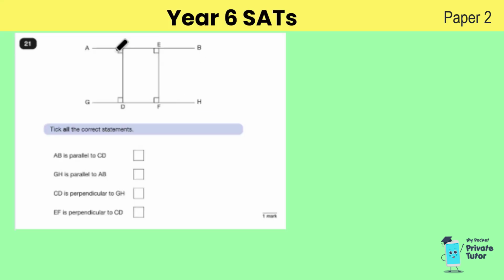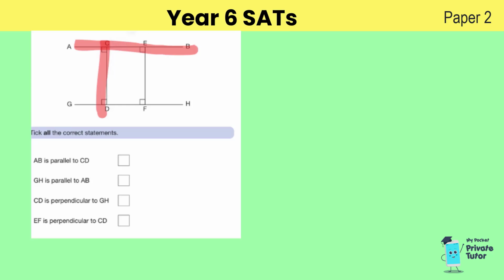Question 21, we have a diagram with lots of letters labelled with different lines, 4 different lines, and we need to tick all the correct statements. AB is parallel to CD, so let's have a look at line AB and let's have a look at line CD. We can see that that is not parallel, that is not correct then. And the next one is GH is parallel to AB.